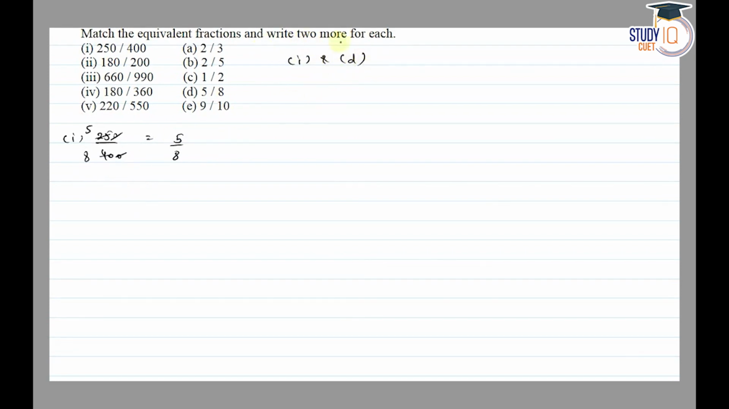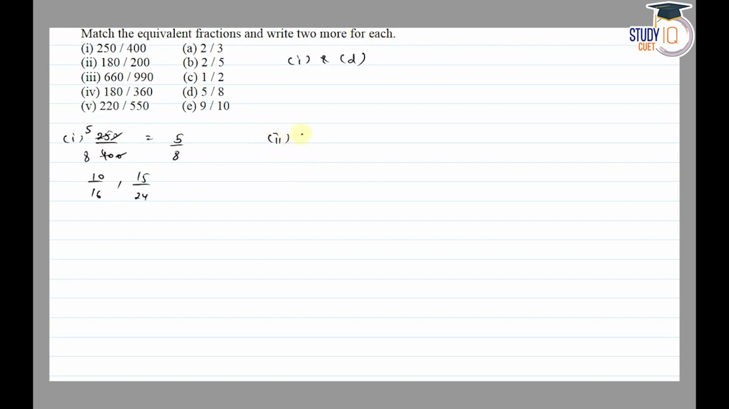And write two more for each equivalent fraction. So हमें दो और equivalent fraction लिखना है. So 5 by 8 को हम 2 से multiply कर देंगे तो हो जाएगा हमारे पास 10 by 16 and next 3 से multiply कर देंगे in both numerator and denominator. So 15 upon 24. So these are two equivalent fractions of 5 by 8.